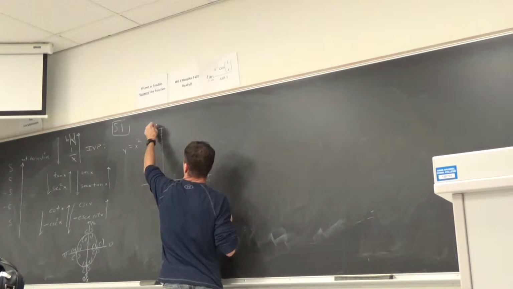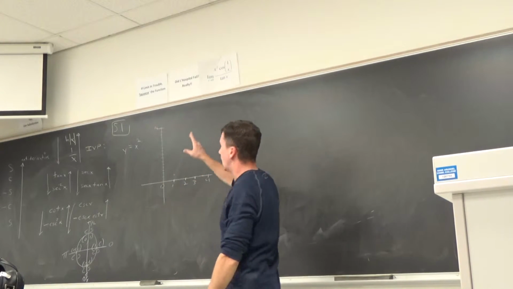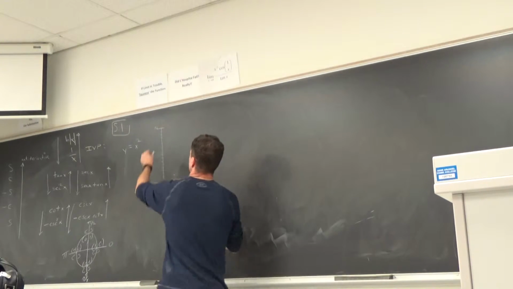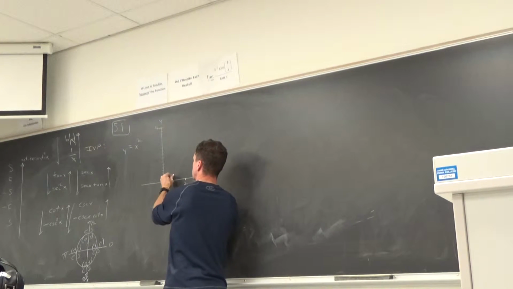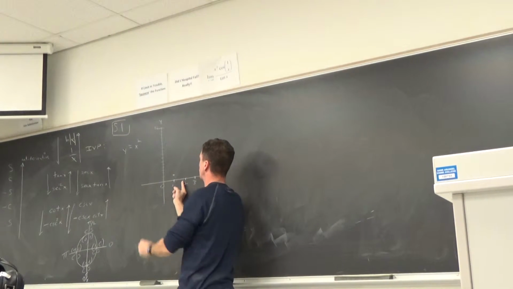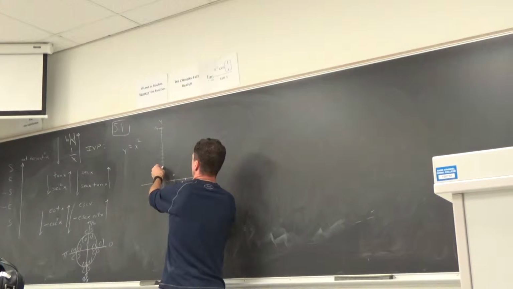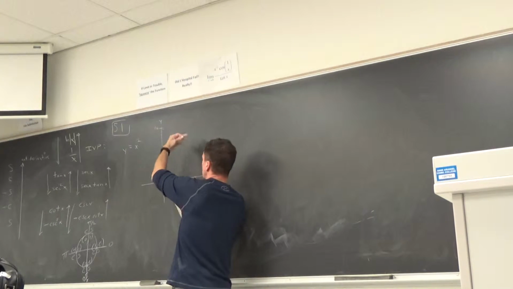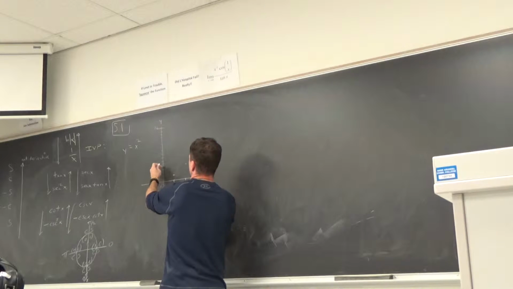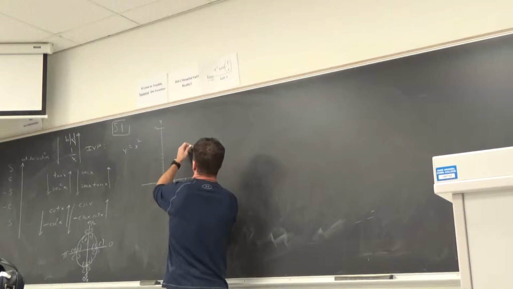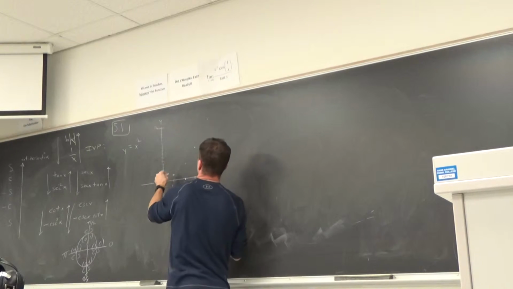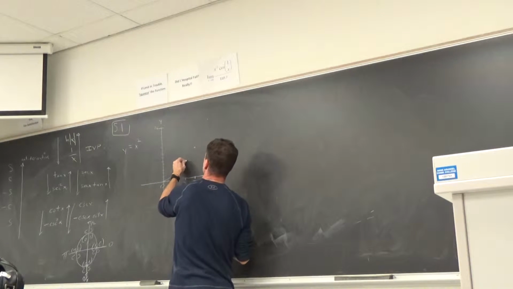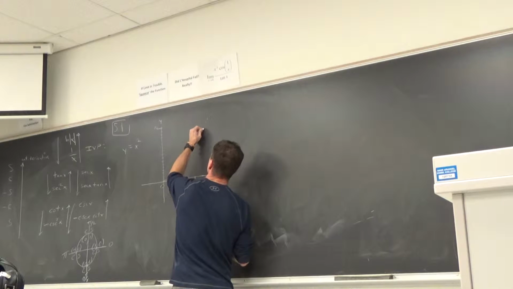7, 8, 9, 10, 11, 12, 13, 14, 15, 16. I scaled my y-axis differently from my x-axis, but there are the y values up to 16. Well, at 1, it's 1, right? Parabola. What's 2 squared? 4. It's curving. What's 3 squared? And 4 squared? 16. All right. Well, there's a curve. What we're going to do is estimate the area under this curve.